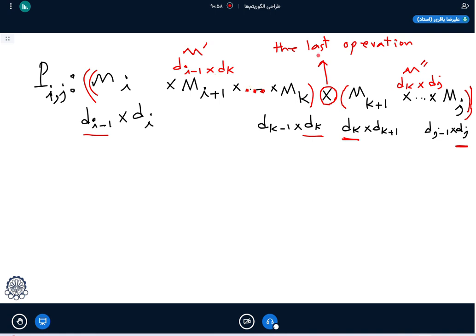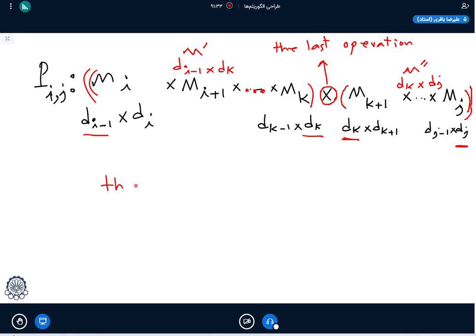columns. So when we are doing the last operation, matrix M prime is multiplied by matrix M double prime, and because the dimension of M prime is d_{i-1} by d_k, and the dimension of M double prime is d_k by d_j, the number of multiplications in the last operation will be d_{i-1} multiplied by d_k multiplied by d_j.